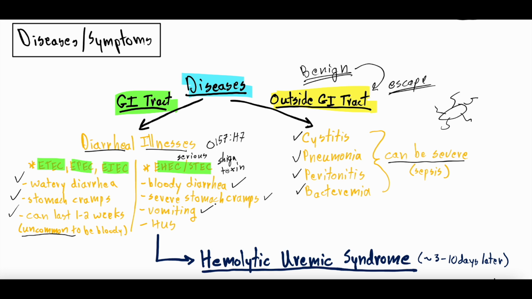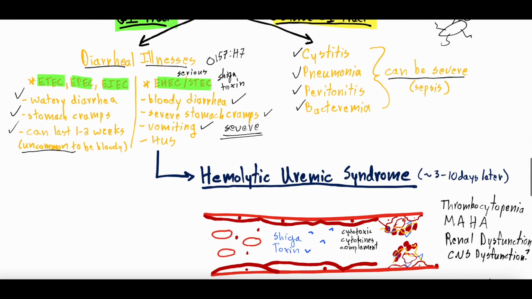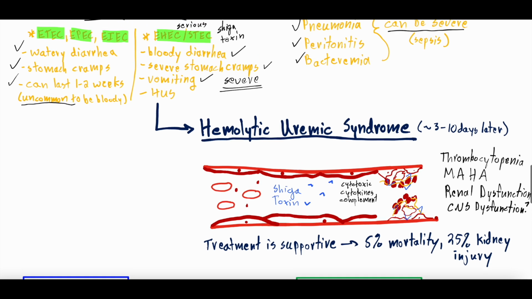It can be very serious. It can cause very severe disease, right? People can die from this, all right? One of the feared complications is something called HUS, or Hemolytic Uremic Syndrome. This is a little complex to think about, but you often get EHEC or STEC, Shiga toxin producing E. coli, and about 3 to 10 days later, you start to develop worsening symptoms.